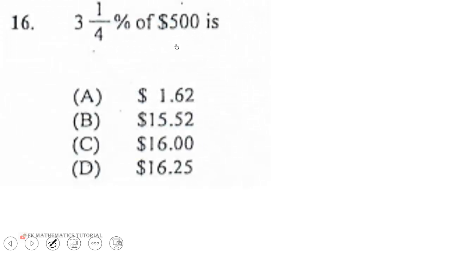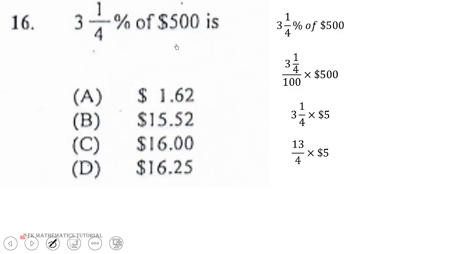3 whole number 1 over 4% of 500 is... So 3 whole number 1 over 4% is 13 over 4, times 5, which is 65 over 4. And that will give us 16 whole number 1 over 4, which is $16.25.